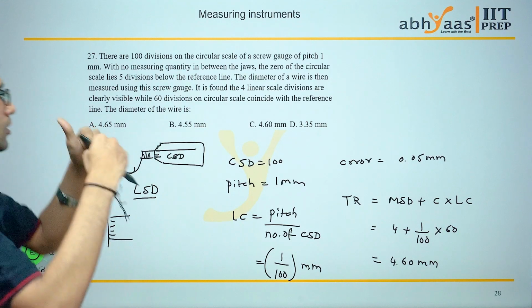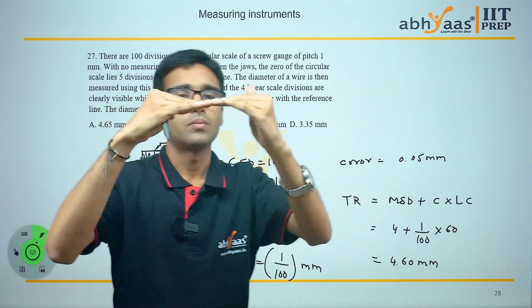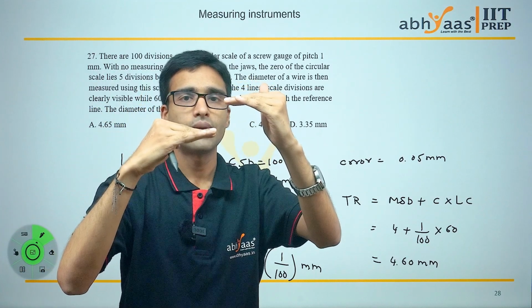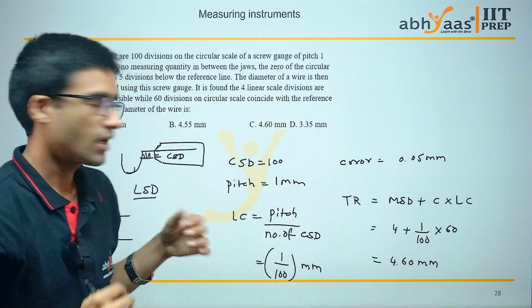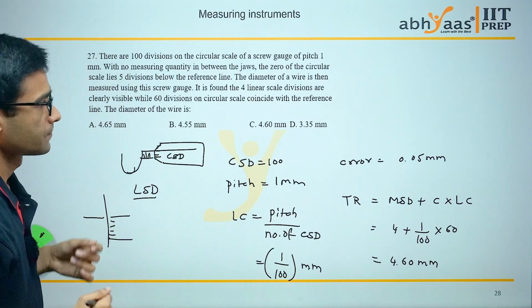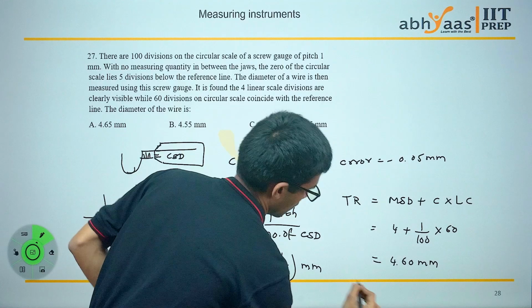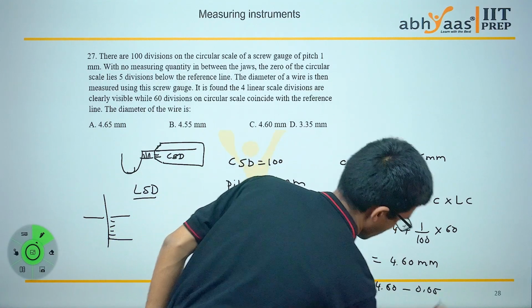So when we keep the CSD and MSD, actually it should be like this. But what happened? It is like this. So what we have to do? The reading will have an error, right? So we have to calculate or avoid the error. How to avoid the error? We have to take that negative, below. So total reading will be 4.60 minus 0.05.